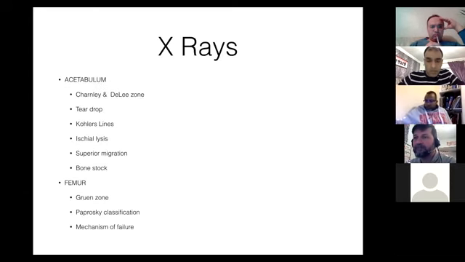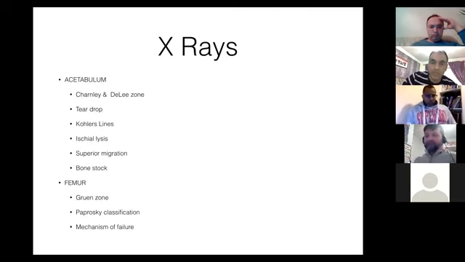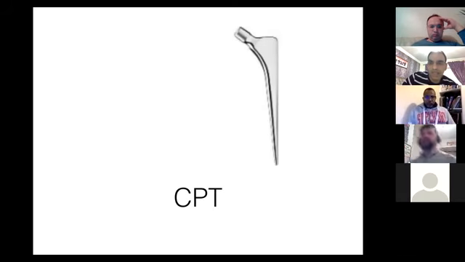Paprosky classification, we're going to discuss that, and mechanism of failure. So you need to give them a hint of what you're talking about. Mechanism of failure, like pistoning and mid-stem pivot and calcar, all these things. So you need to give them a hint so that their next question comes, okay, how do you classify the mechanism of failure. So again, that's a collarless polished taper stem.